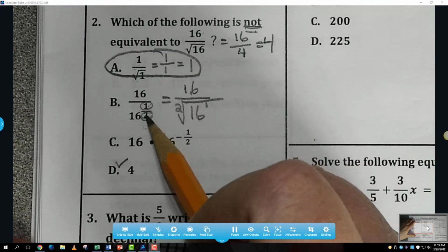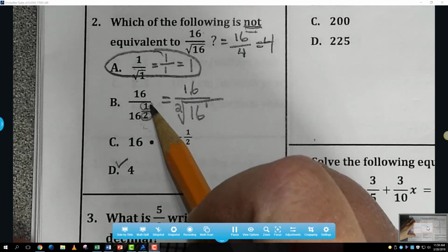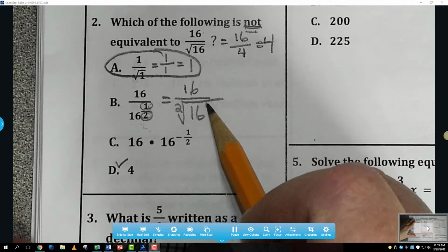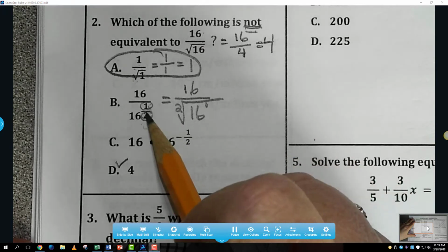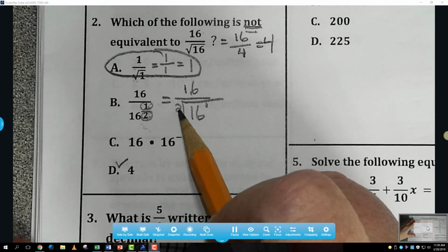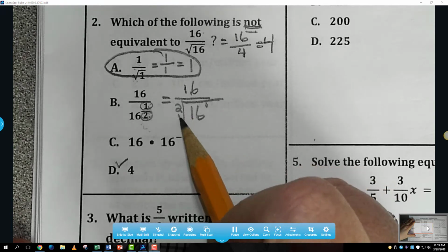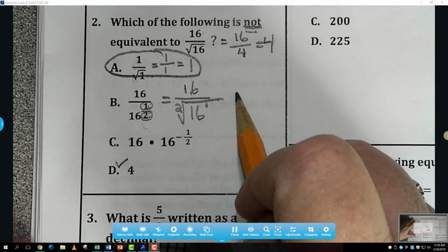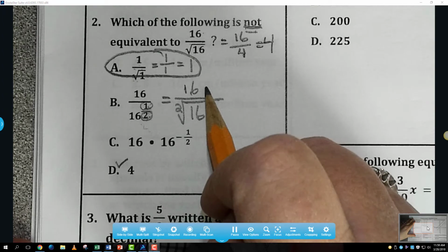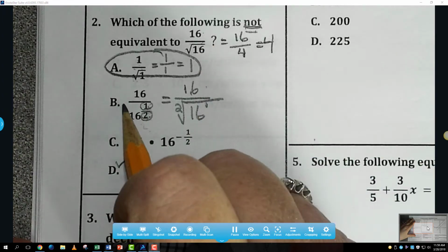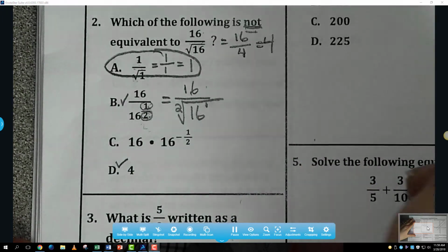So the top number of a fraction, if the exponent is a fraction, tells us what the exponent is, and the bottom number in the fraction tells us what root it is. So since this is a 2, it means that this is the second root, in other words, the square root. Well, lo and behold, this is just like this, so obviously that's equivalent.